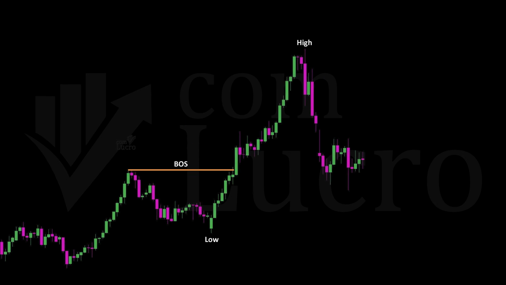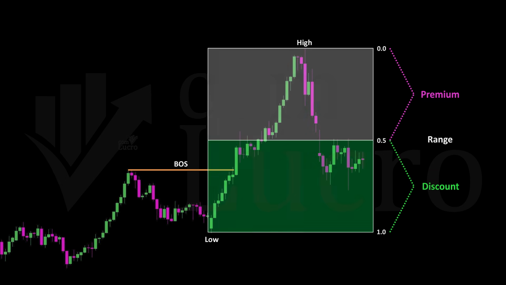Now we move to the next confluence, which is the premium versus discount concept. Premium versus discount is simply measured using the Fibonacci retracement tool. For this specific model, we will only use the 0, 0.5, and 1 levels. No reverse levels, no additional ratios. We keep it clean and simple. The 0.5 level represents the equilibrium point of the range, separating premium from discount.